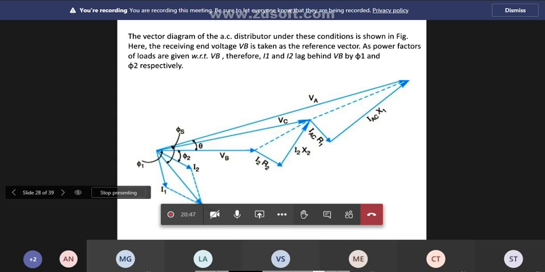Already I am telling VB as reference. That's why we have to add the drop to VB. So first VB is taken as reference, right?